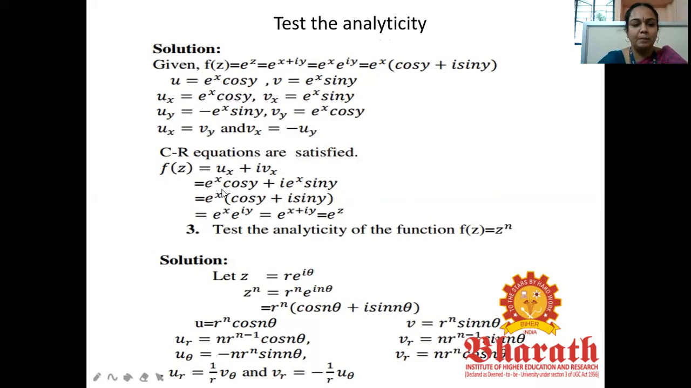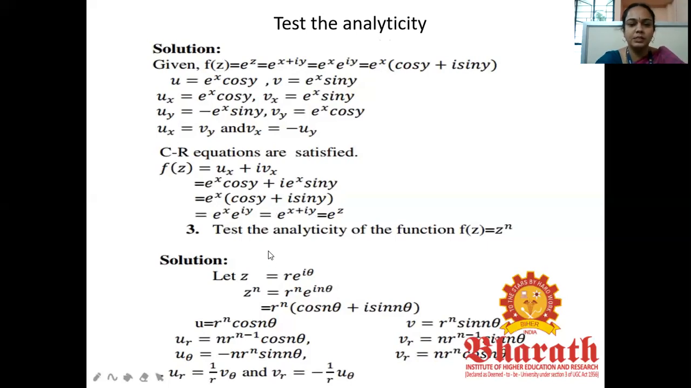So ux is e power x cos y plus i into e power x sin y. For both terms, e power x is common, taken outside. So cos y plus i sin y can be written as e power iy. If we add the powers, e power x plus iy is equal to e power z. We obtained this, so from that derivative we can bring the function f of z.